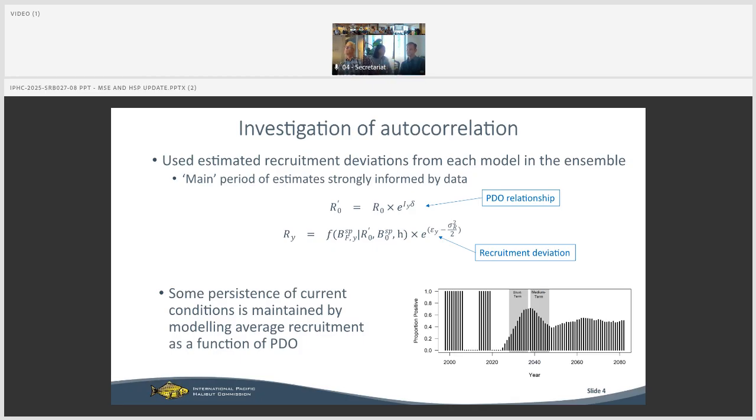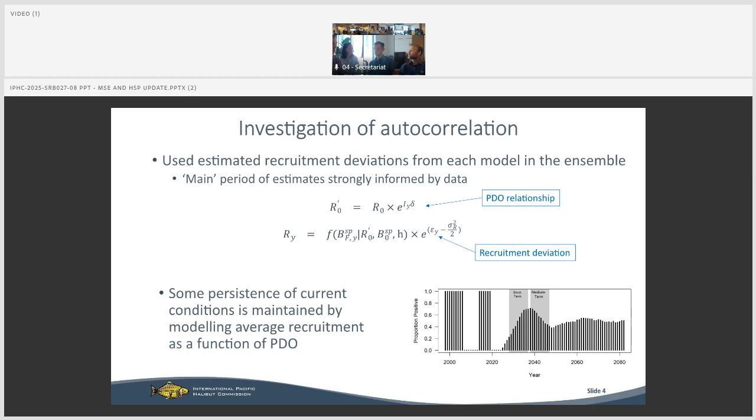So to begin the investigation of the autocorrelation, here's a little review of how recruitment is modeled within stock synthesis and within the operating model. What we're going to look at here are the recruitment deviations. It's using the average recruitment, R0 in this case, and noting that R0 is adjusted by the PDO relationship. So we have what we're calling a low regime and a high regime. And then with that modified R0 potentially and the stock recruit curve, there's a deviation applied, which is a log normal. That's shown by the recruitment deviation here, the epsilon y.